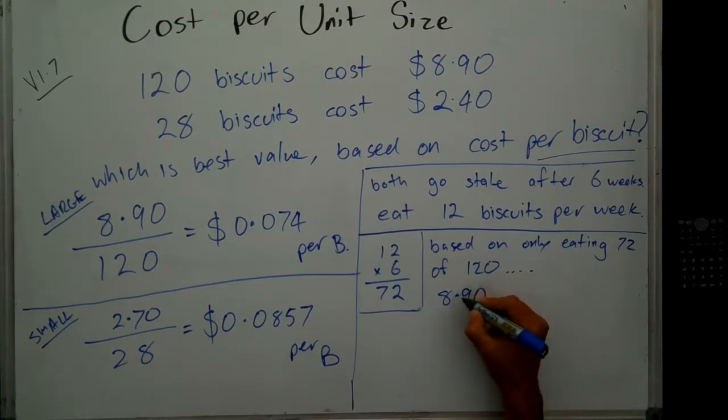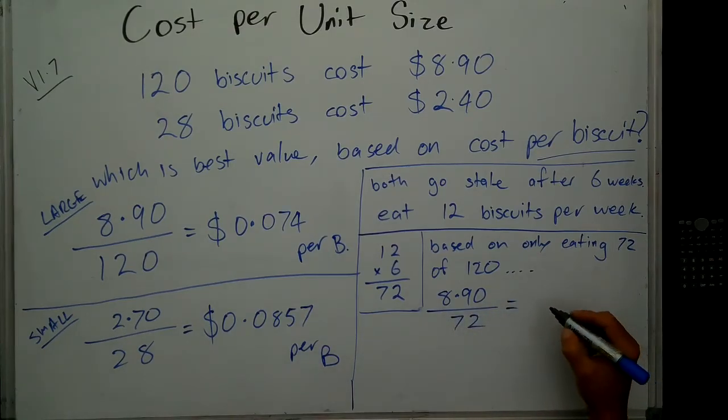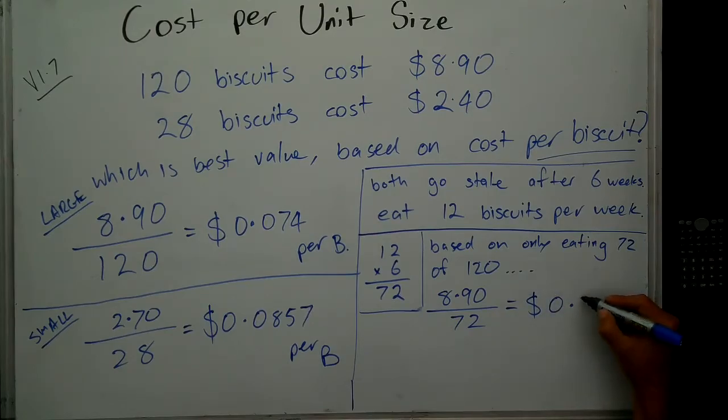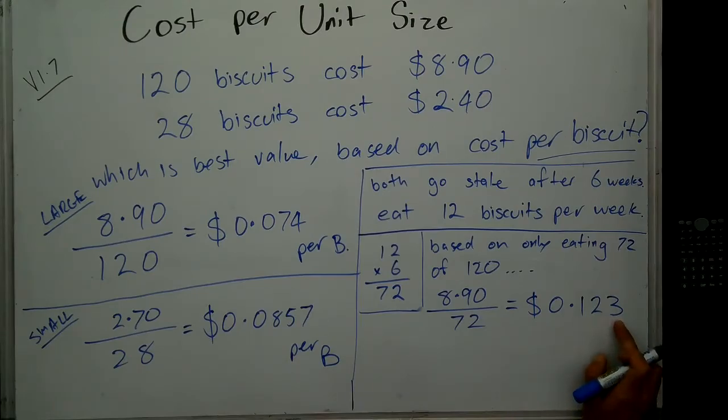I've paid $8.90, but I'm only eating 72 of them. So now my cost per biscuit is 12.3 cents per biscuit.